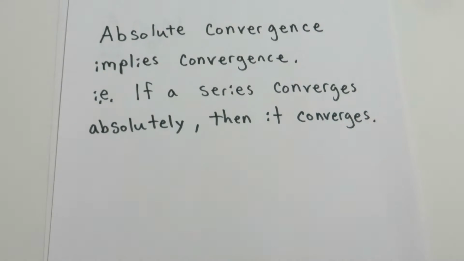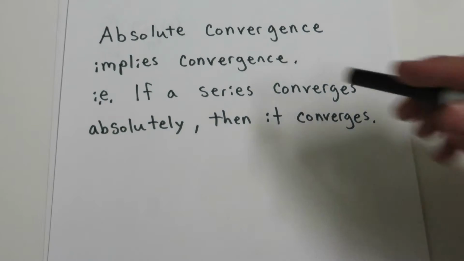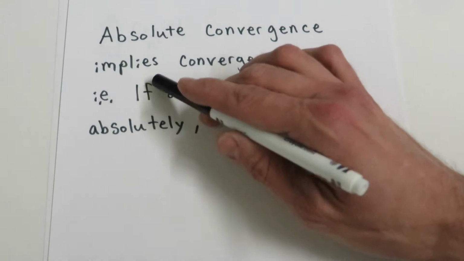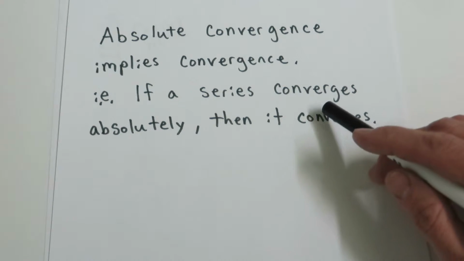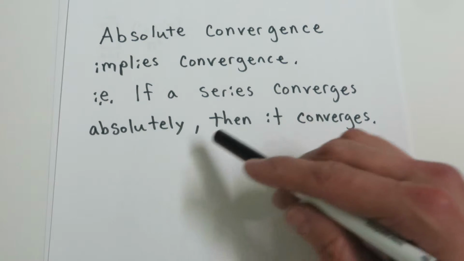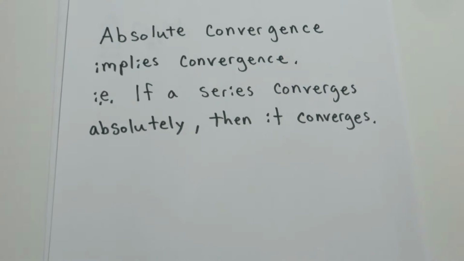This problem deals with absolute convergence. Now, if you remember the rule for absolute convergence, it says that absolute convergence implies convergence. In other words, if a series converges absolutely, then it converges. Let's take a look at an example of this.